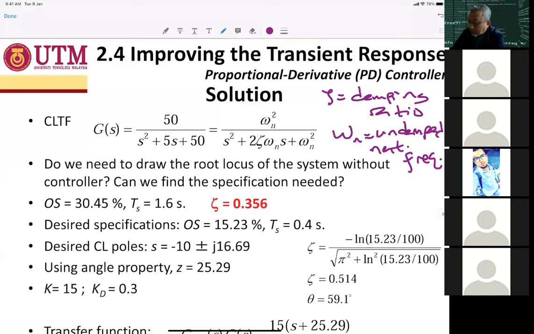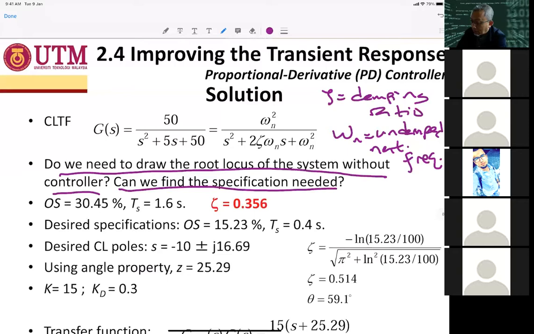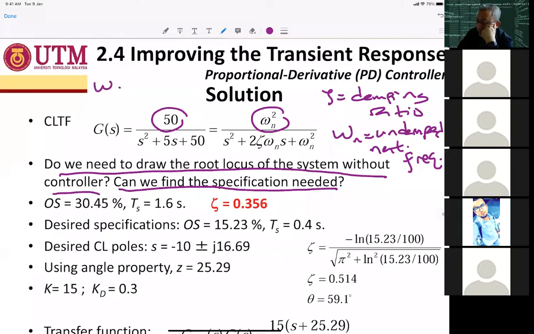Zeta and omega n. Do we need to draw the root locus of the system without controller? Can we find the specification needed? Of course, you can from comparing this one. Omega n, you will get what? What is the value of omega n by comparing this? Square root 50. 7.07, doctor. Square root 50. 7.07. Thank you.